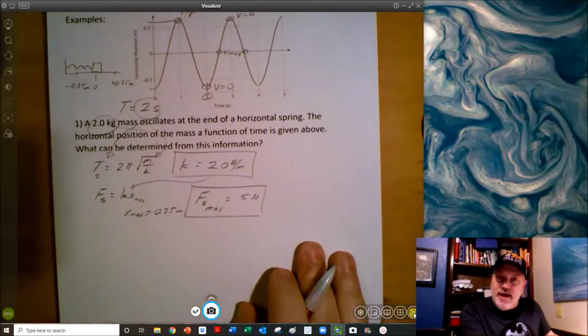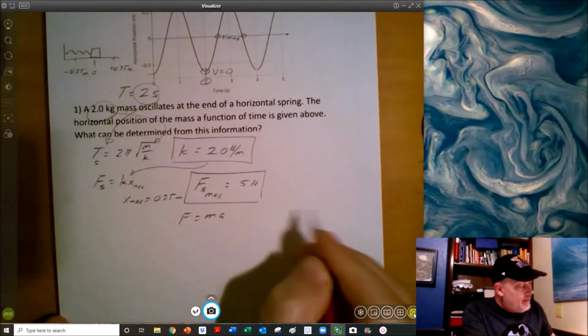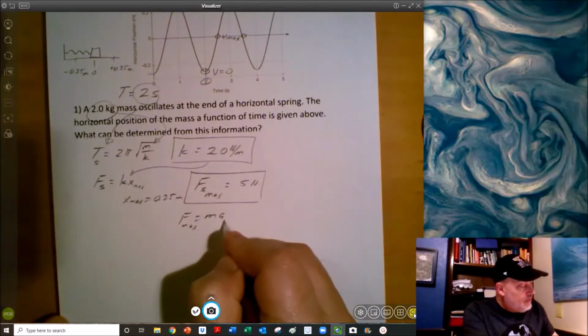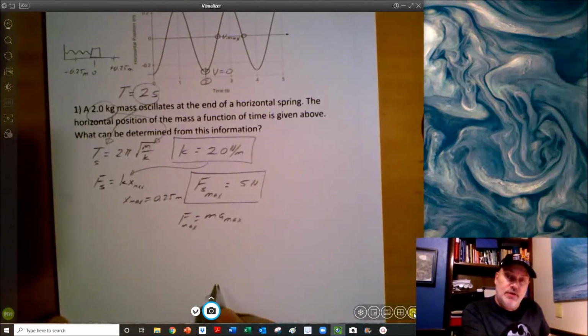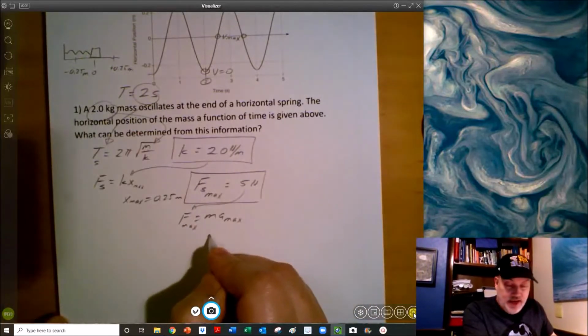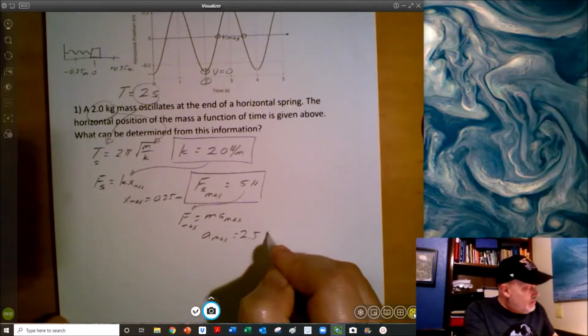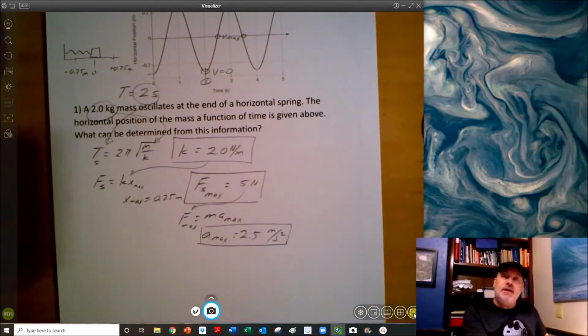Since we know what the maximum force is, remember that F equals ma. So with our maximum force, we can find the maximum acceleration. And so if we plug in 5 newtons here and our 2 kilogram mass, we can find that our maximum acceleration would be 2.5 meters per second squared. Can we find out the maximum spring potential and kinetic energies?